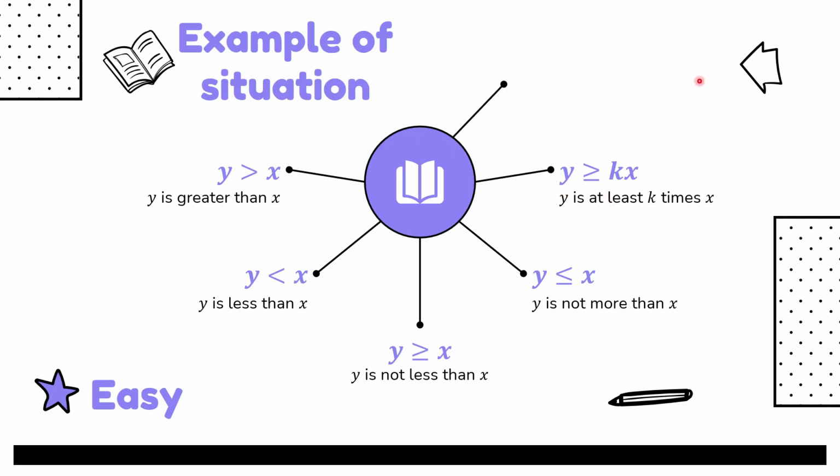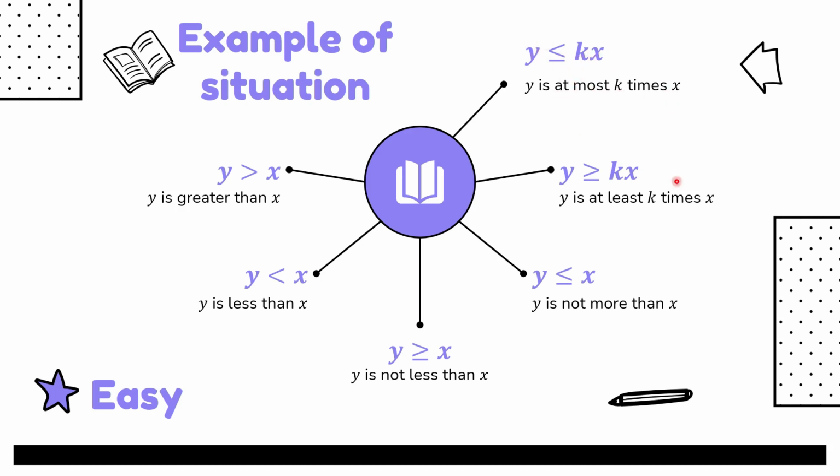Okay, for the last one for the easy level, y is lower than or equal to kx, which is represented by the statement y is at most k times x. At most, paling banyak, so it cannot be greater than that. That's why it must be lower than k times x, and equal must be included if it has this key point.